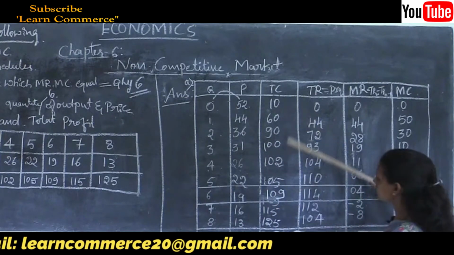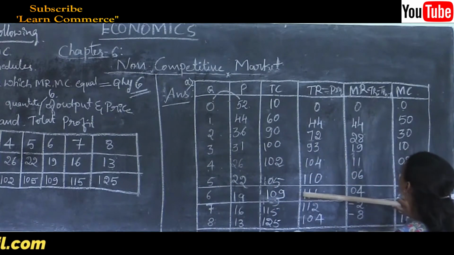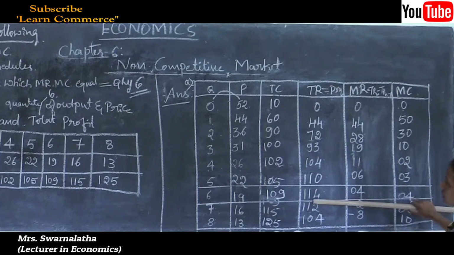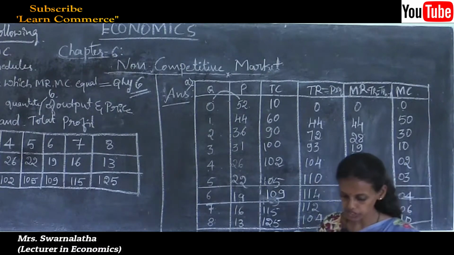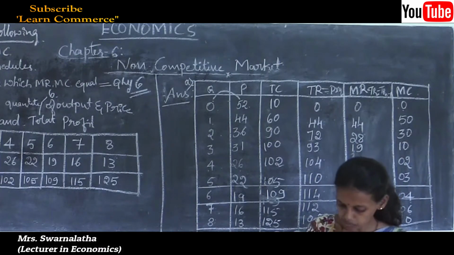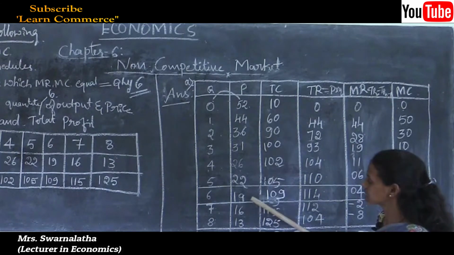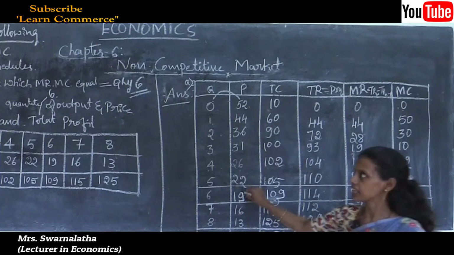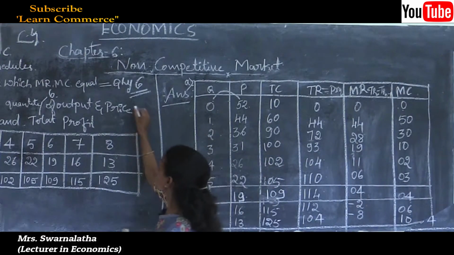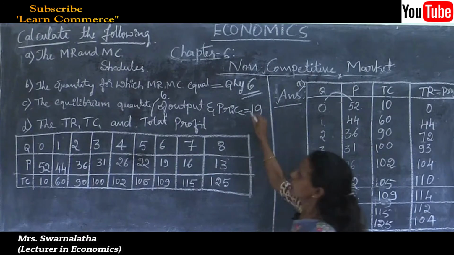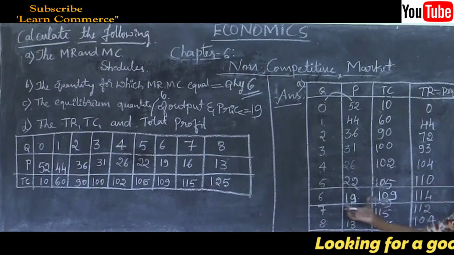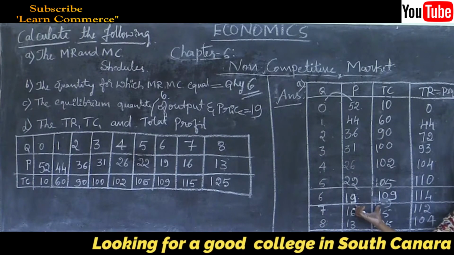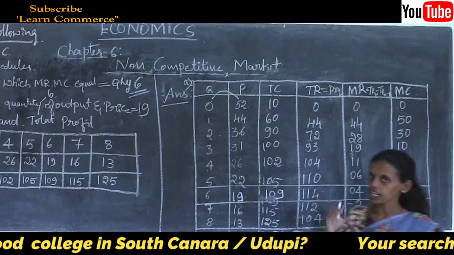Equilibrium output and price. Total revenue is 114 with total cost 109. It means the equilibrium price is 19. Price is 19 and quantity is 6. So the equilibrium quantity is 6 and the price is 19, at which MR and MC are equal.